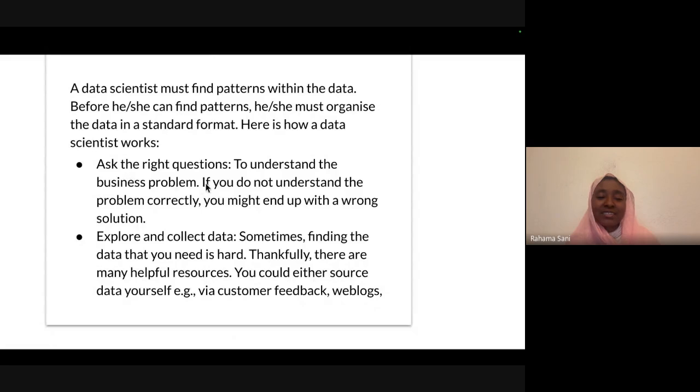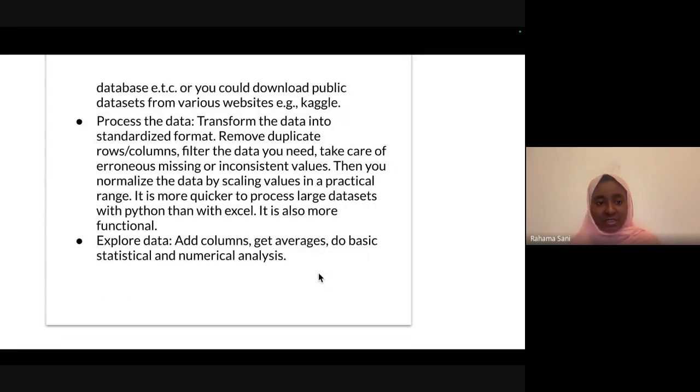So the first thing is ask the right questions. You have to ask the right questions to ensure that you understand the business problem, because if you don't understand the problem correctly, you might end up with the wrong solution. Then next is explore and collect data. I think I've explained this in the first slide. Next step, you explore and collect data.